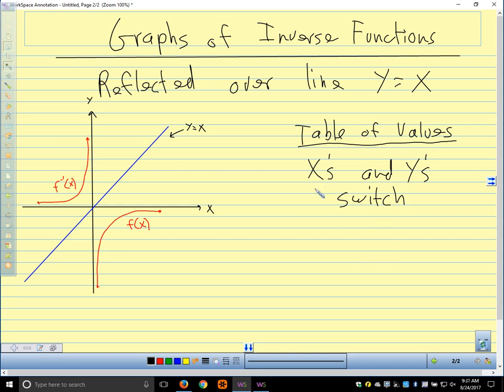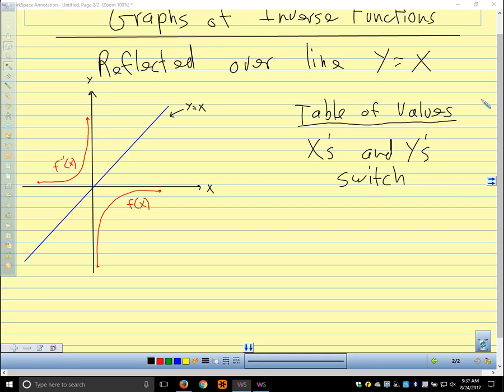We could say, instead of the x's and y's, that the domain and range switch. So the domain of a function is the range of the inverse. The x's and y's switch around.